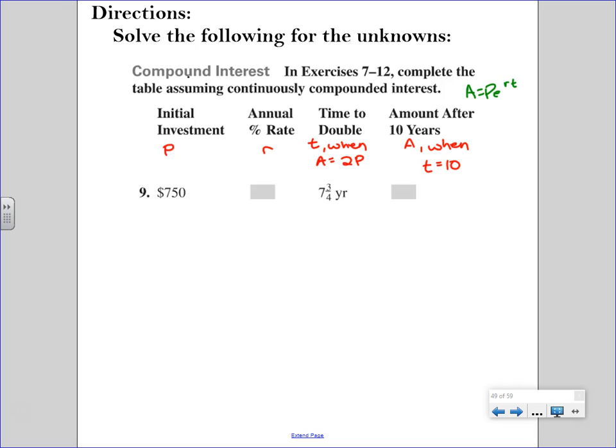We kind of just have to plug and chug and see what happens. It's not as straightforward as before. We don't just have P and R. We really want an R, we don't have them. So, well, let's plug in what we do know.